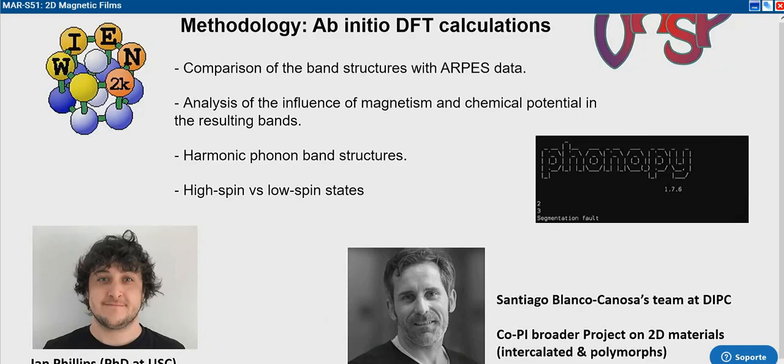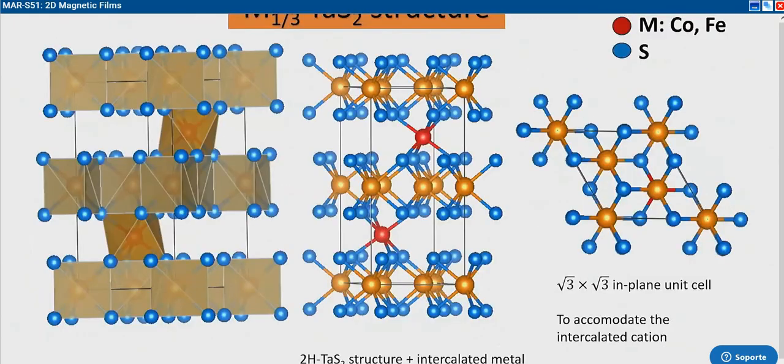All the electron structure calculations that I will show were carried out using the WIEN2k code. And we'll also present some phonon calculations that were obtained using the VASP code and Phonopy. Those were obtained by my former PhD student, Jan Phillips, who is now a postdoc at INL in Braga. And these results are part of a much broader project that I have in collaboration with Santiago Blanco Canosa at the Donostia International Physics Center, trying to understand interesting properties of two-dimensional materials.